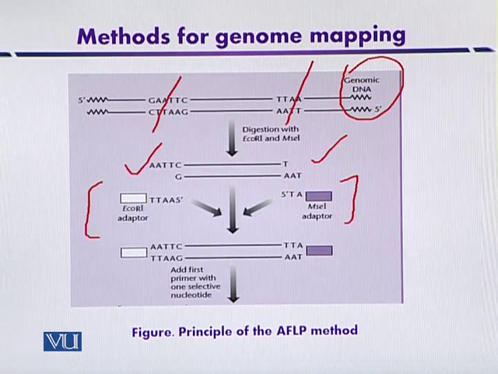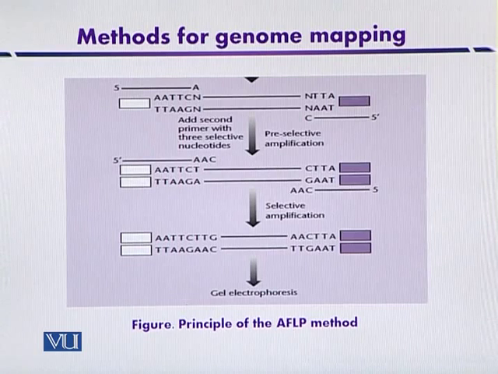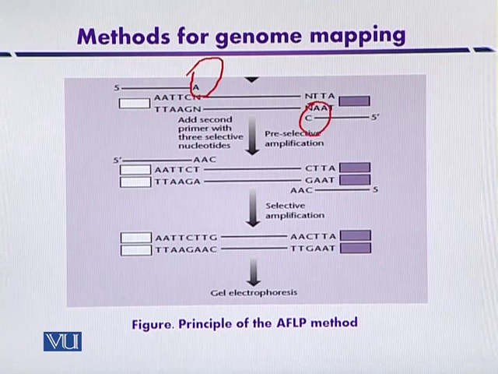But in the first reaction, we add the first primer with one selective nucleotide. How? So one selective nucleotide is added. For example, here with the normal sequence of the primer, another base is added, like adenine here and cytosine for another primer, so that the number of fragments will be reduced. The fragments that are produced after the first reaction, then a second successive reaction is performed, but now more selective bases are added, like 3 bases A-A-C for the EcoR1 adapter, and likewise here for the MseI adapter.